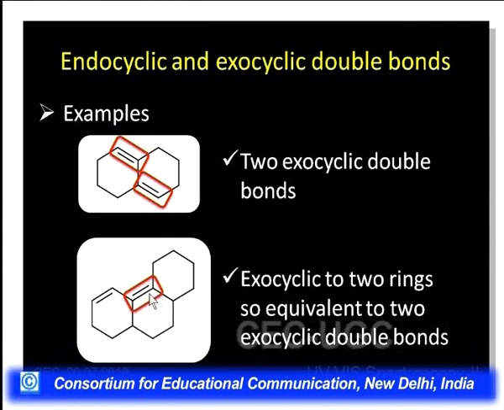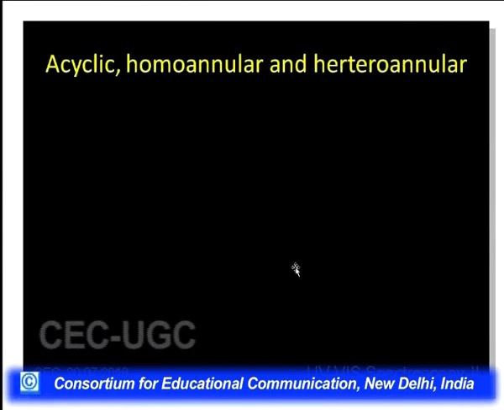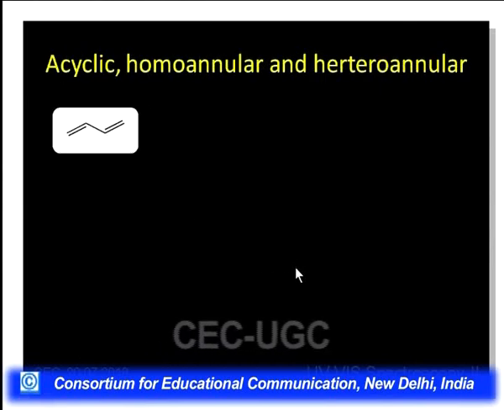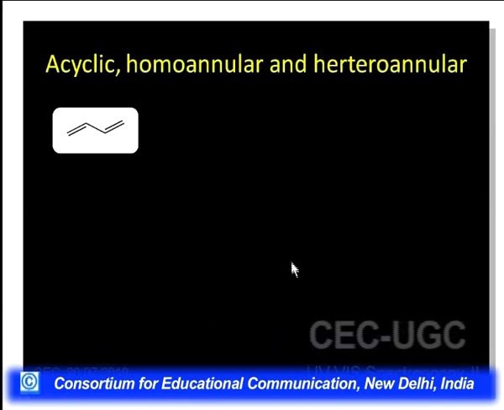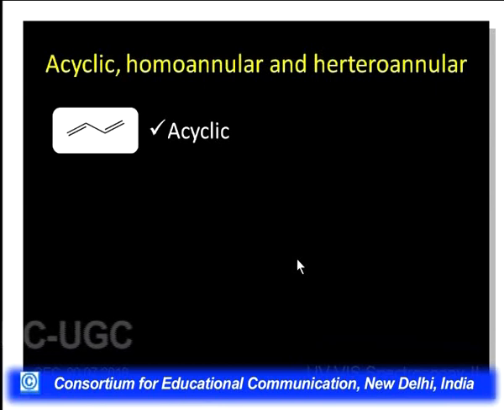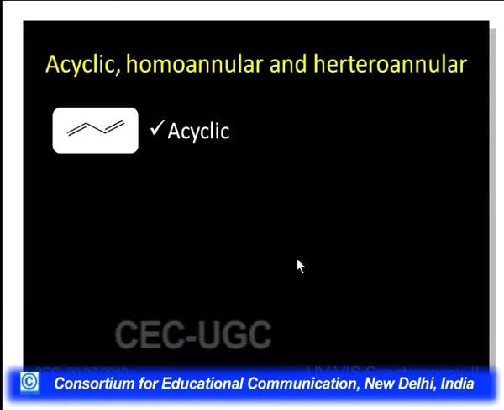So it will have a double the effect over there. So it will be equivalent to two exocyclic double bonds over there. Okay. Now, one more thing before we move further is, what is the meaning of acyclic, homoannular and heteroannular. Let's try to distinguish between the three things there.